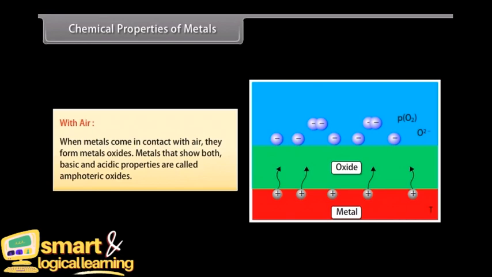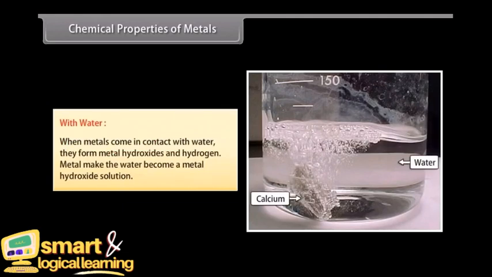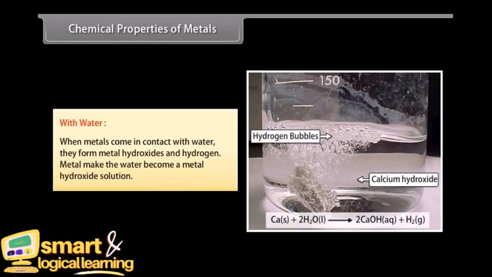There are some metals that show both basic and acidic properties. Such metals are called amphoteric oxides. With water. When metals come in contact with water, they form metal hydroxides and hydrogen. Metals make the water become a metal hydroxide solution.